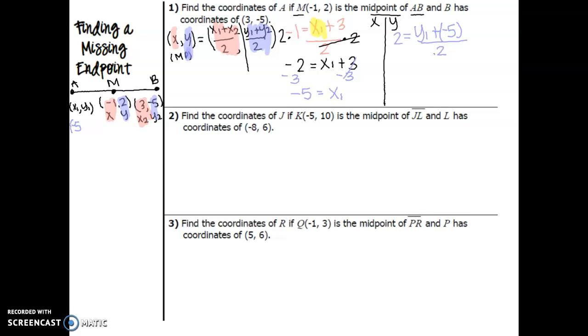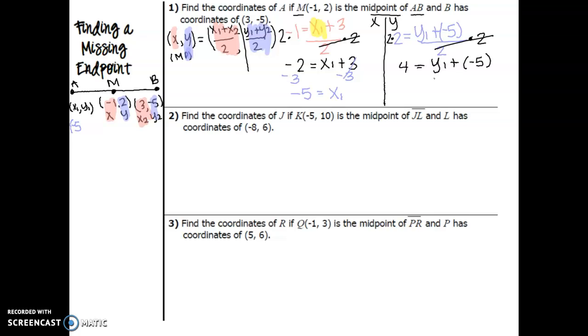First thing we need to do is to get rid of this 2. So I'm dividing by 2. I need to do the opposite to both sides. So I'm going to multiply by 2 here, multiply by 2 there. These are going to get canceled. When you have 2 times 2, that ends up being 4, equal to y1 plus a -5.